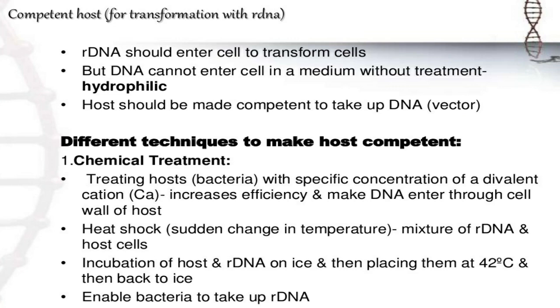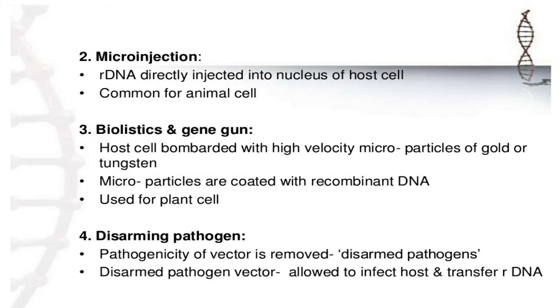Heat shock, a sudden change in temperature: a mixture of rDNA and host cells is incubated on ice, then placed at 42 degrees Celsius and then back on ice. This enables bacteria to take up rDNA. Microinjection: rDNA is directly injected into the nucleus of the host cell, common for animal cells. Biolistics and gene gun: host cells are bombarded with high velocity microparticles of gold or tungsten, coated with recombinant DNA, used for plant cells.